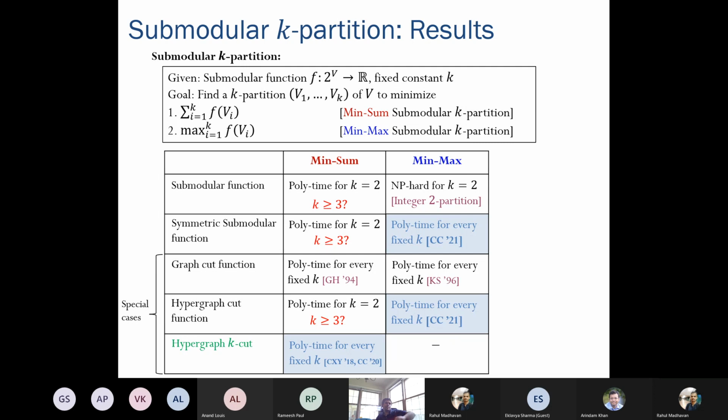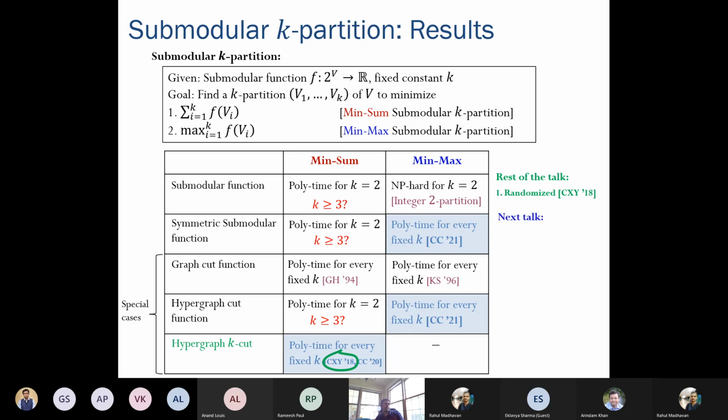Right. So these are the results that I want to talk about today and the next talk. We have some more results. I'll come to them maybe towards the end. So the rest of the talk will be about this first result, polynomial-time algorithm for hypergraph KCut. This was a randomized algorithm.